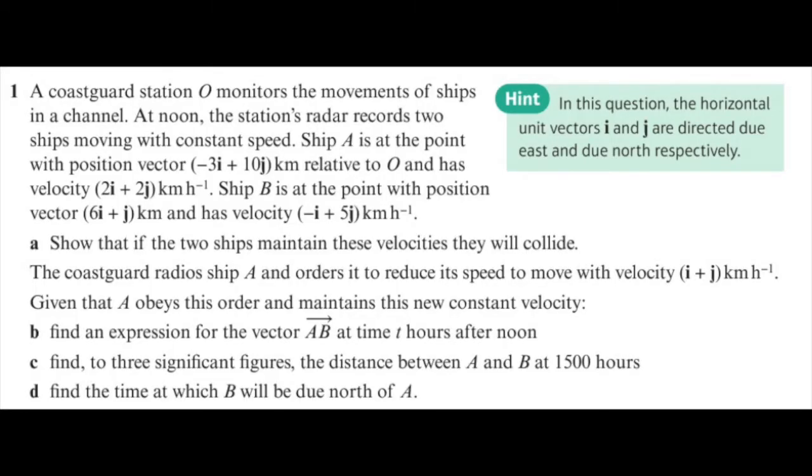A Coast Guard station monitors the movement of ships in a channel. At noon, the station's radar records 2 ships moving at constant speed. Ship A is at the point, position vector -3i plus 10j kilometers relative to the origin, and has velocity 2i plus 2j kilometers per hour. Ship B is at the point with position vector 6i plus j kilometers and has velocity -i plus 5j kilometers per hour. Show that if the 2 ships maintain these velocities, they will collide.